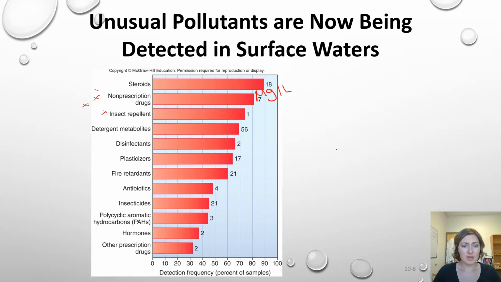Some other unusual pollutants that we're finding are antibiotics, fire retardants, caffeine is showing up a lot more, and other prescription drugs too are making their way into our watershed.